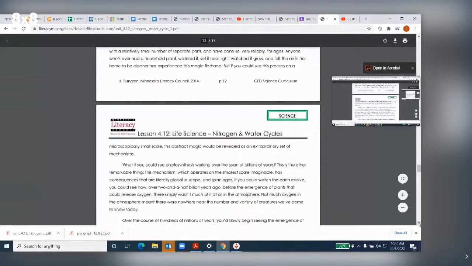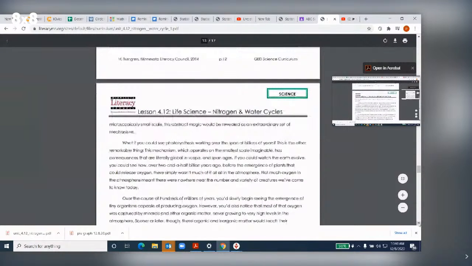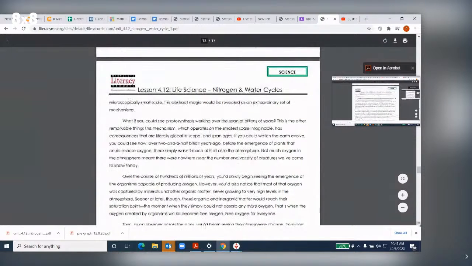Not much oxygen in the atmosphere meant there were nowhere near the number and variety of creatures we've come to know today. Over the course of hundreds of millions of years, we slowly see the emergence of tiny organisms capable of producing oxygen. However, most of the oxygen was captured by minerals and other organic matter, never growing to very high levels in the atmosphere. Sooner or later, this organic and inorganic matter would reach its saturation point, where it could not absorb any more oxygen. That's when the oxygen created by organisms became free oxygen for everyone.